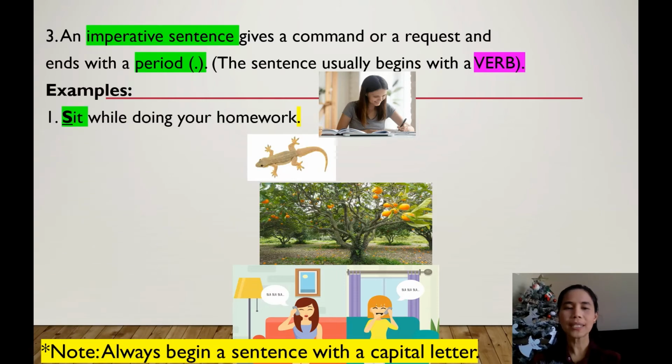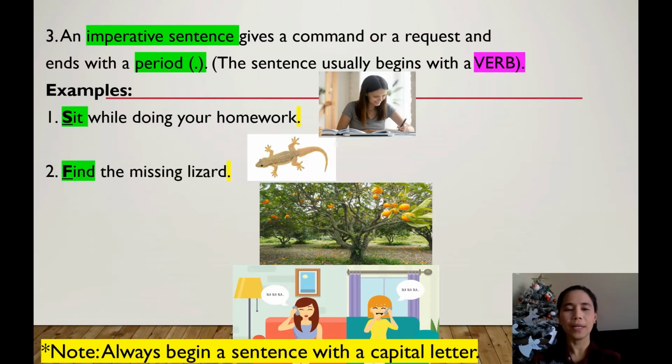The first one we could say, "Sit while doing your homework." Again, we begin the sentence with a capital letter and end it with a period. Also remember that we started with a verb, sit. Sit is a verb, so making all these considerations, we make a complete imperative sentence.